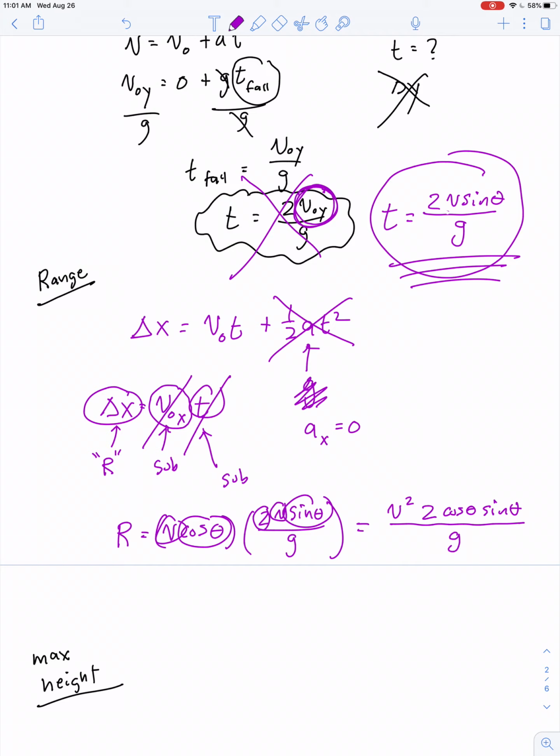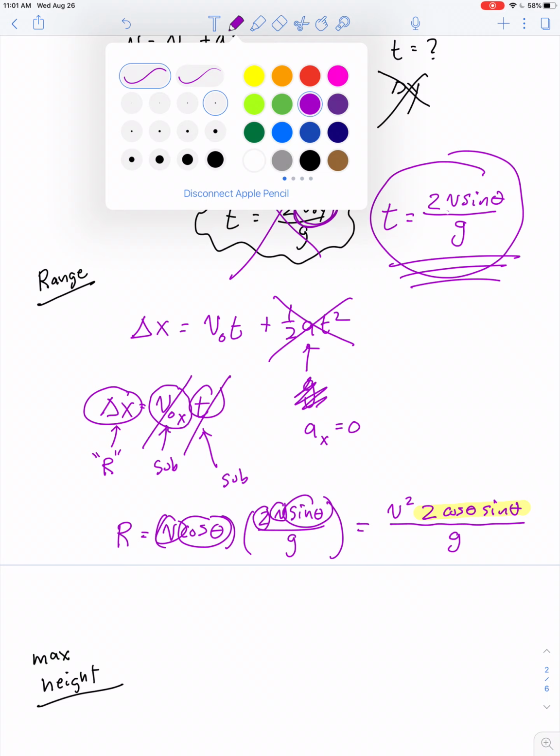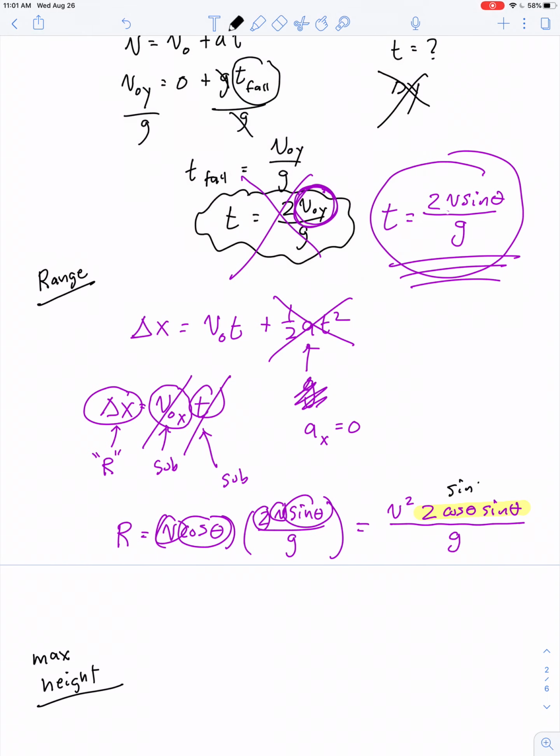And then some of you probably picked up on something familiar here. Do you sniff this out? If you were good at committing to memory a lot of your trig identities, then you might recognize 2 cosine theta sine theta as the double angle formula, right? I can replace that with just sine of 2 theta. So in the end, we have an equation for range. It says r equals v squared sine 2 theta over g.